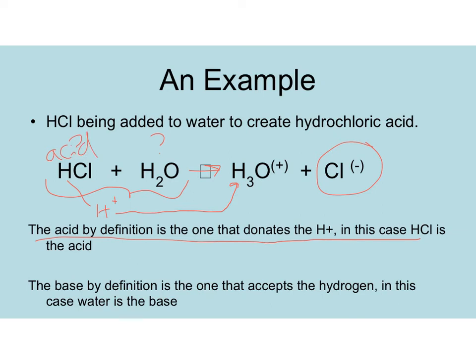Now, since water is the one that picked up that H+ and then eventually became this, we call this the base. So whatever reactant is going to absorb the H, and in this case, water absorbed the H, that becomes the base. And whatever reactant releases the H, we call the acid. So in this case, HCl is the acid and water is the base.